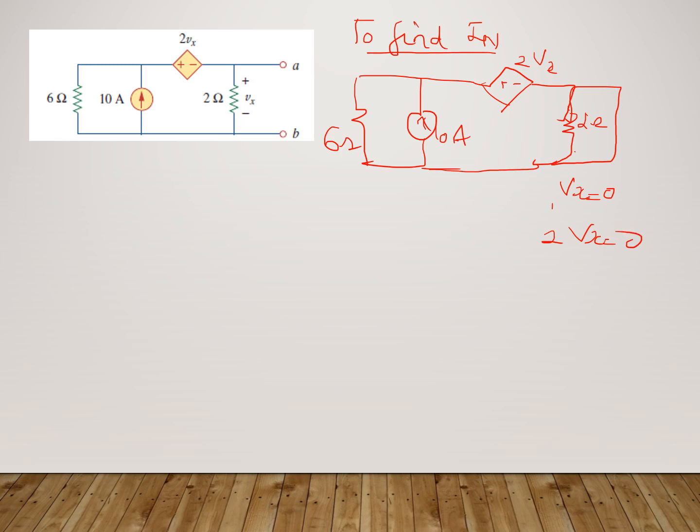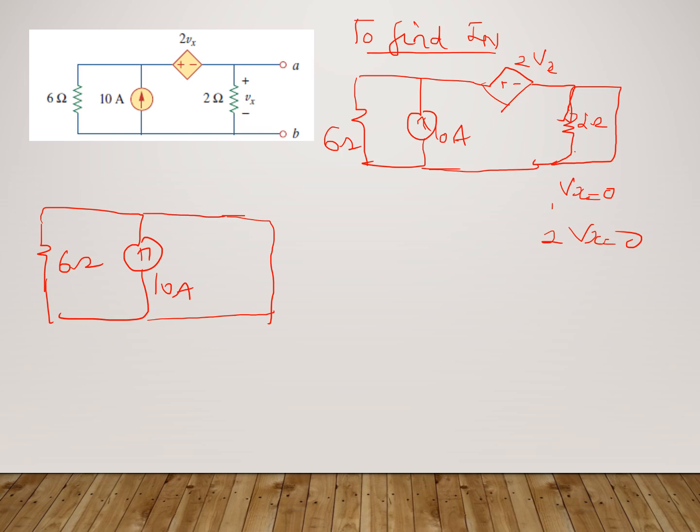Or I can redraw the circuit like this: 6 ohm, 10 ampere. Now there is no 2Vx, it becomes 0. If a voltage source becomes 0, it can be replaced by a short circuit. And this is our I naught. Now we can immediately see that since it's a short circuit here, the whole 10 ampere current will flow in this, which means our IN is also equal to 10 ampere.